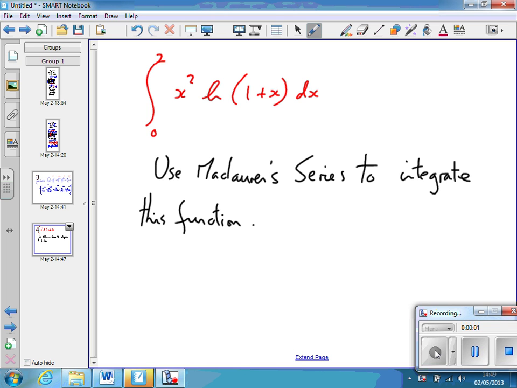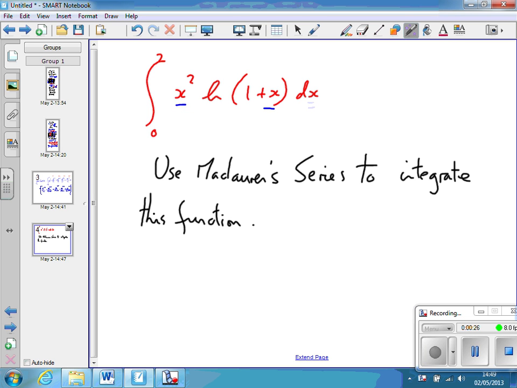So, the use of Maclaurin series, particularly for exam purposes for the Year 2 exam, will be to use Maclaurin series to help us to integrate a function like this. This is not a straightforward function to integrate, because if we're integrating with respect to x, x appears twice. So it's not straightforward to integrate.